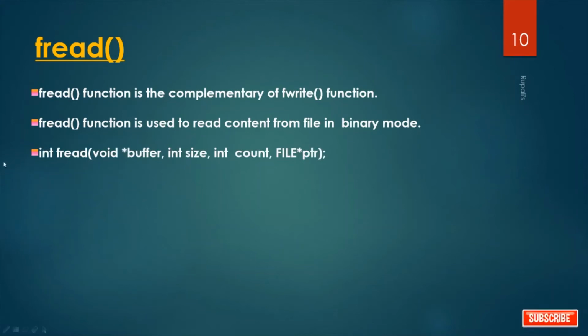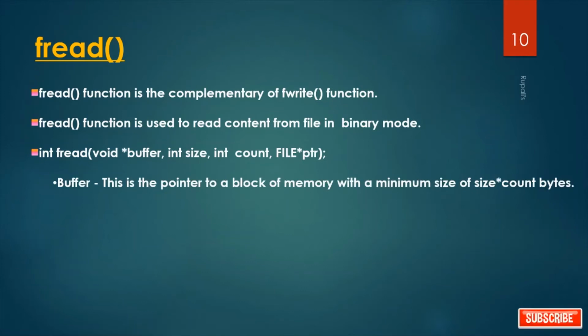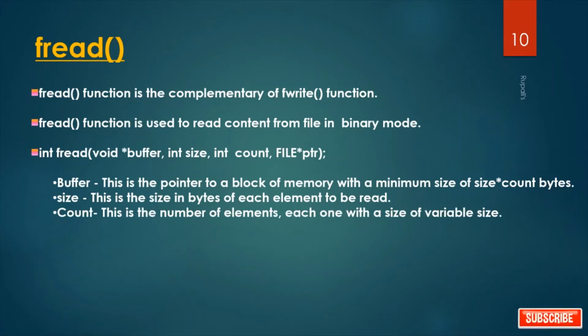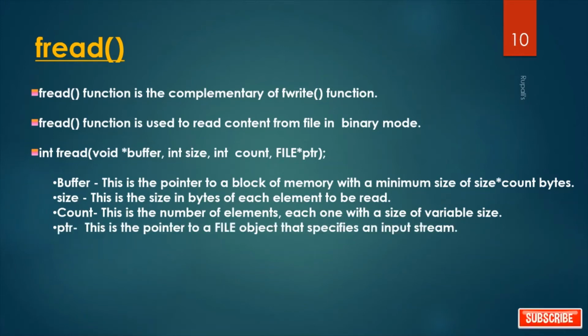So the syntax is: return type is int, function name is fread. There is one void pointer buffer, one integer variable size, another integer variable count, and one file pointer, which points to the address of the file structure. So what is buffer? This is the pointer to a block of memory with a minimum size of size times count bytes. Then size is the size in bytes of each element to be read. Count is the number of elements, each with a size of size. And finally, ptr is the pointer to a file object that specifies an input stream. So this is the pointer which points to the particular file from which we want to read using the fread function.